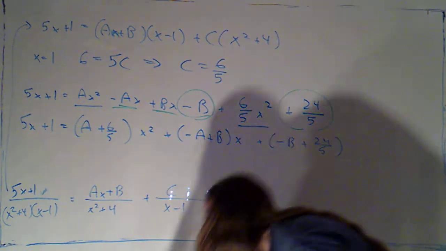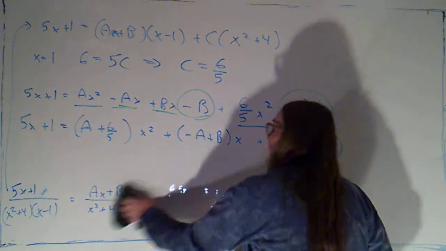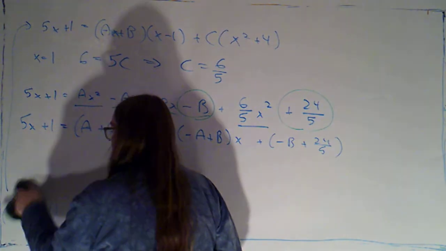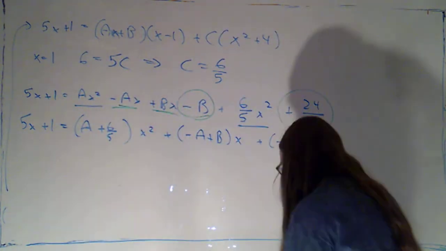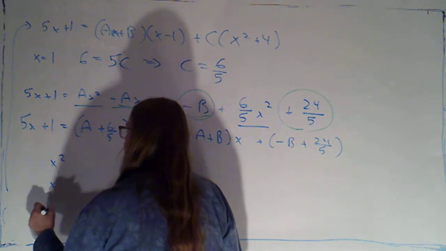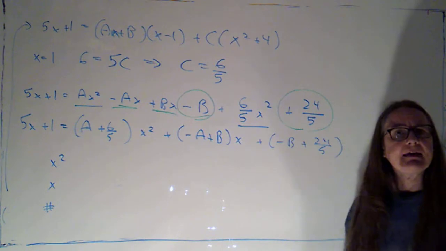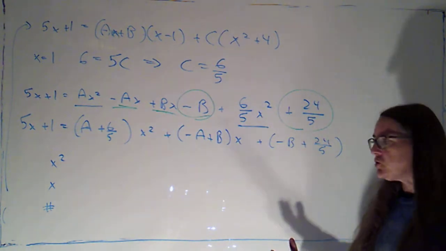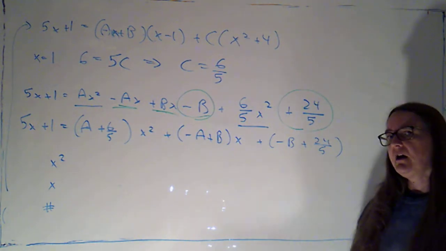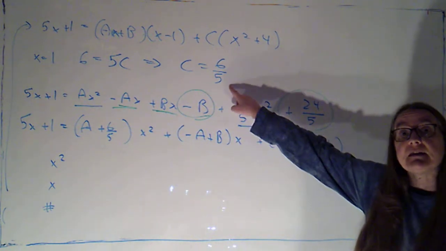All right. Now, if I look at the types of terms that show up on either side of this equation, I have 3 types of terms still. I've got x squareds and x's and numbers. Okay. But I'm only solving for 2 things, a and b. So 2 of the 3 equations I get are going to be enough for me to solve for all of my unknowns because I already know c.